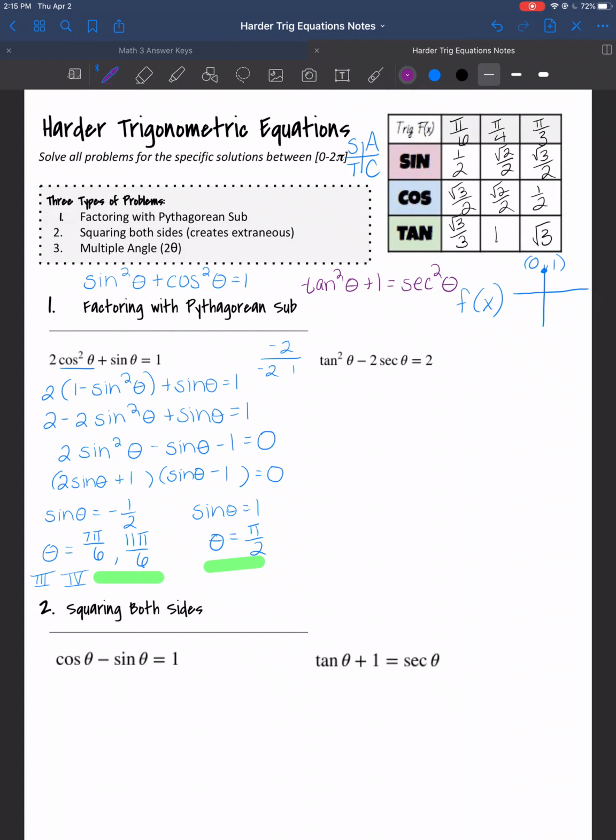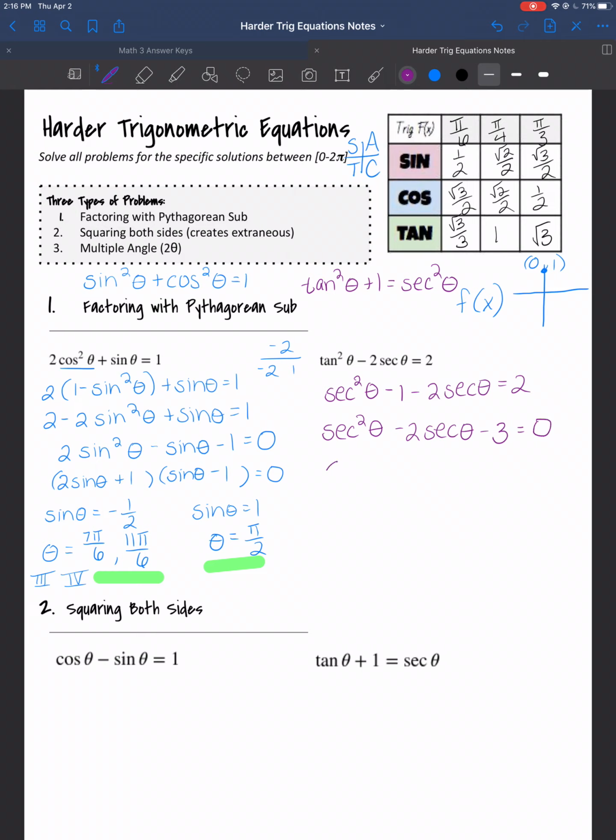So I'm going to do that substitution, solving that for tangent squared would be secant squared theta minus 1. I don't really need that parenthesis. Get rid of that before I confuse too many of you. So secant squared theta minus 1 minus 2 secant theta equals 2. Once again, we need to set up to factor, so I'm going to have the quadratic term first, secant squared, minus 2 secant theta. If I subtract 2, that'll be minus 3 equals 0.